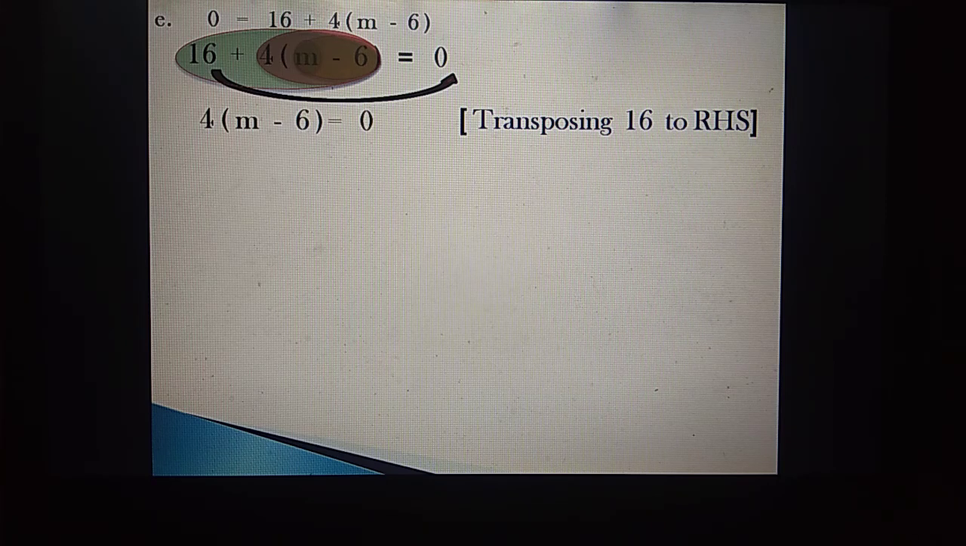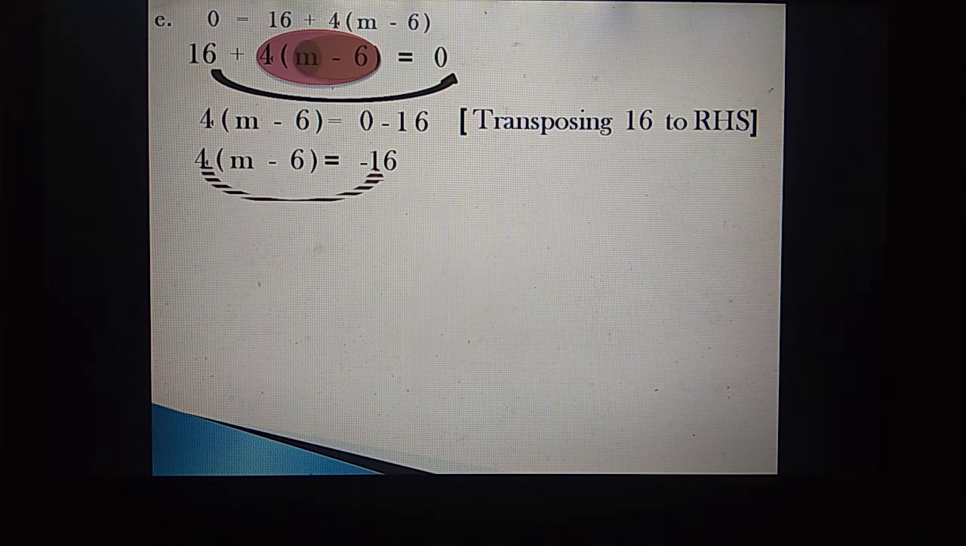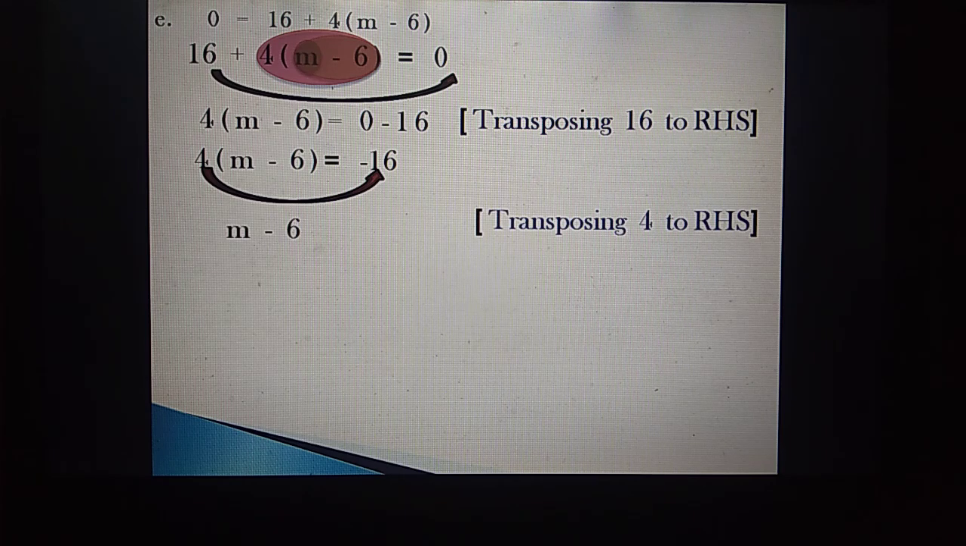And here on the right hand side 0 was already there. Now minus 16 is coming. Now when you solve this, you will get minus 16 as your answer. Now you will shift 4 because 16 is divisible by 4. So here you will divide it by 4. After transposing, just keep it in mind, you have to change the sign. Minus to plus, plus to minus, multiply to divide, divide to multiply.